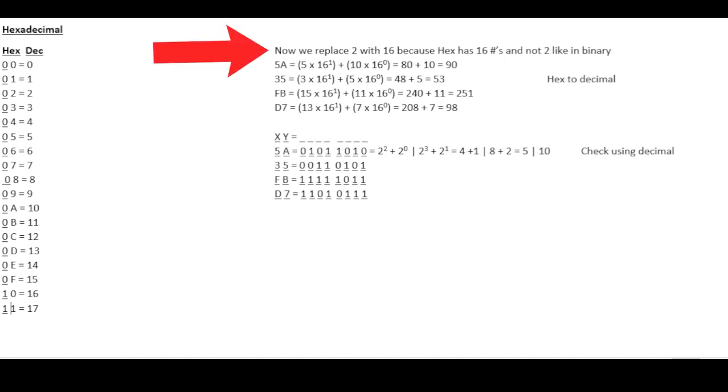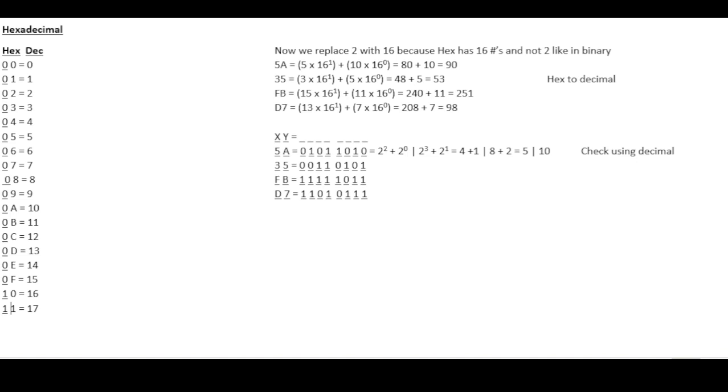So now I'll show you an example of how we can get an equivalent number from hexadecimal to decimal. Well, if we have the number, for example, 5A, and as you can see, these are all just two-digit examples.